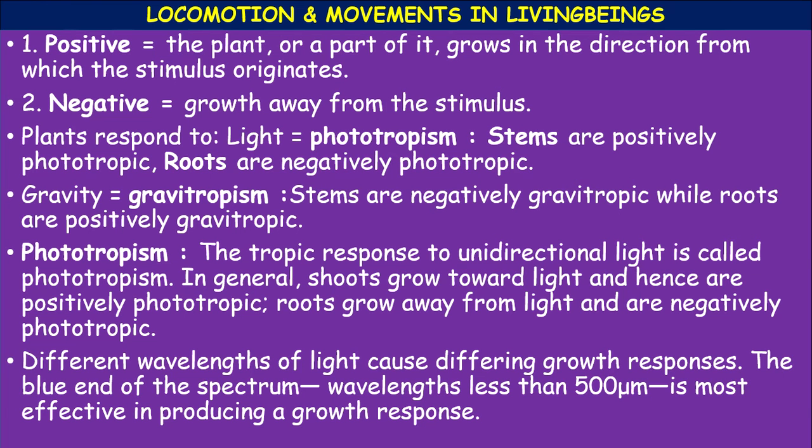Electromagnetic radiation. The sunlight consists of different wavelengths of light present in the sunlight spectrum. The wavelengths less than 500 nanometers are most effective in producing a growth response in plants, especially 200 to 400 nanometers. That is called visible light, the light which we are able to see. So, the light from the sun, that is a visible wavelength.